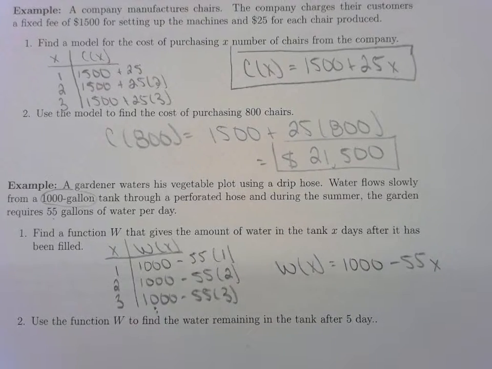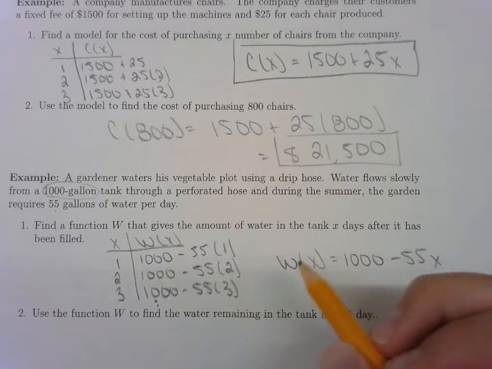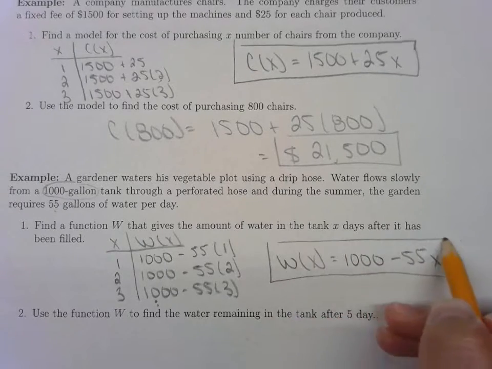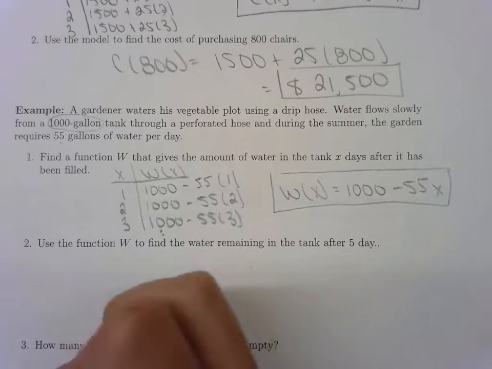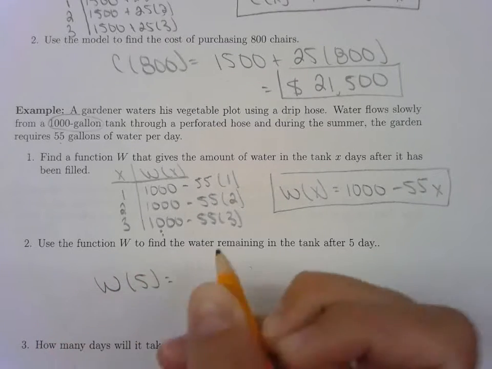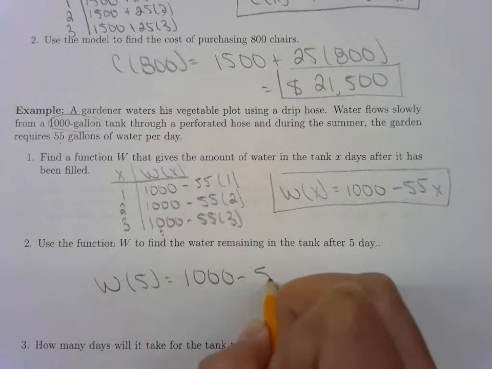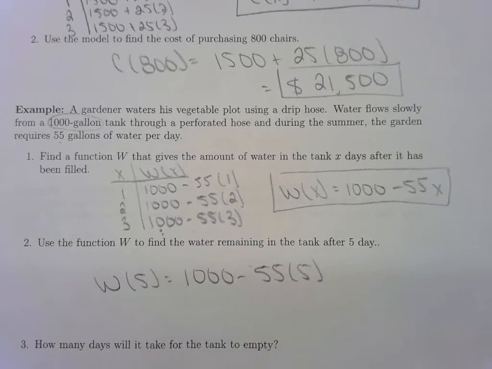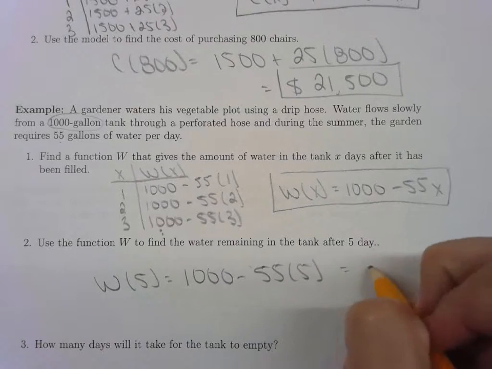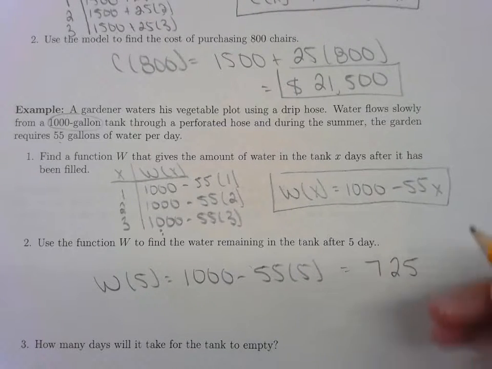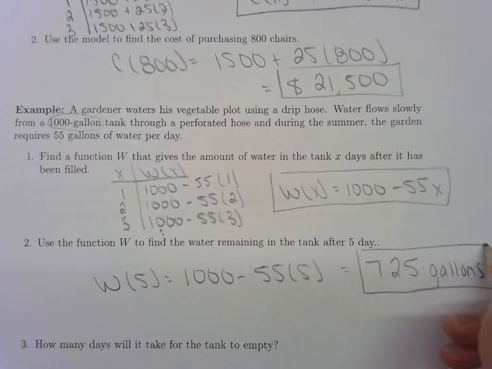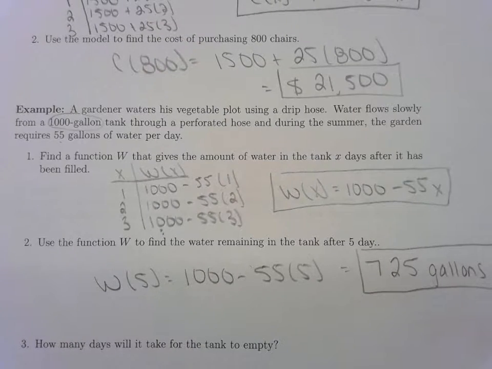Okay, number 2 says use the function W to find the water remaining in the tank after 5 days. So we want to input 5 days. So this would be W of 5. That would be 1,000 minus 55 times 5. Again, I'm going to need to use my calculator for this. So 55 times 5, and then 1,000 minus, I got 275 for that. So the answer is 725, and this is in gallons. Okay, so after 5 days, there's just 725 gallons left.